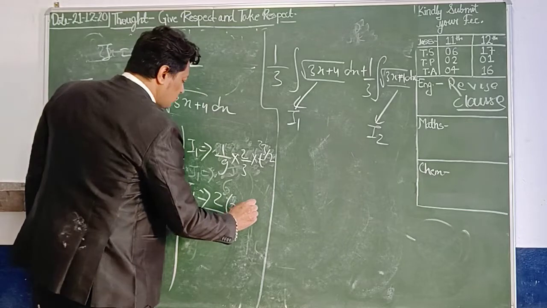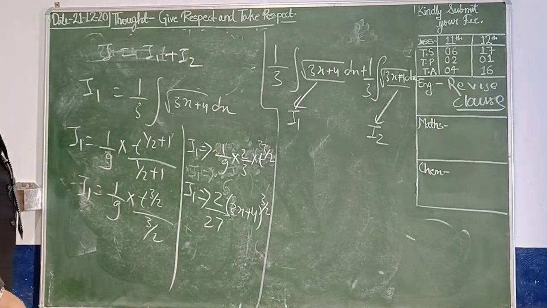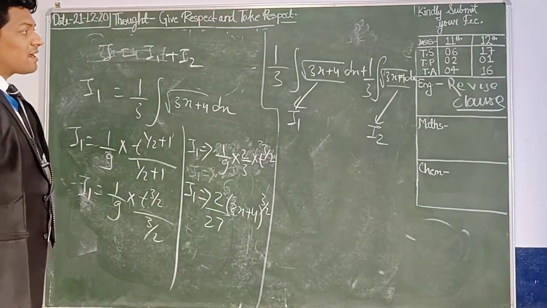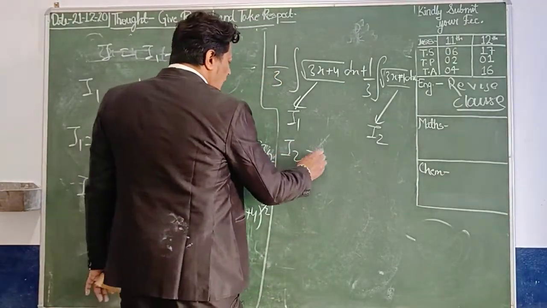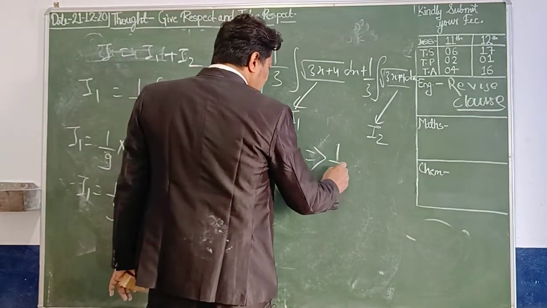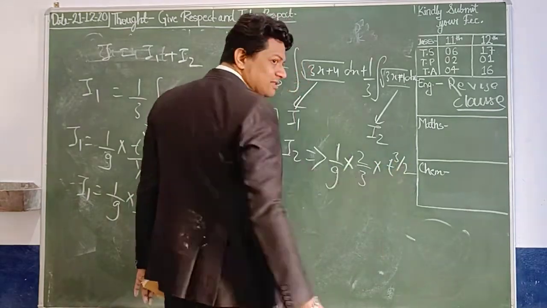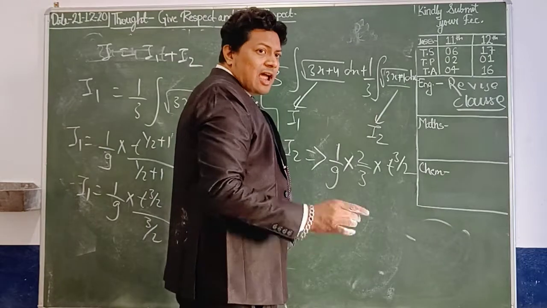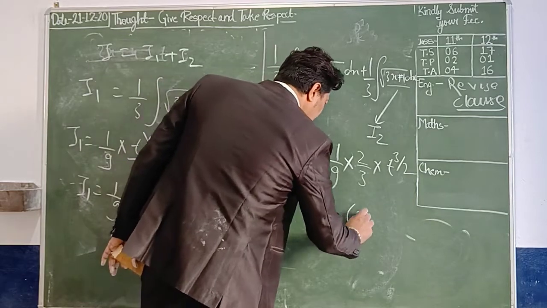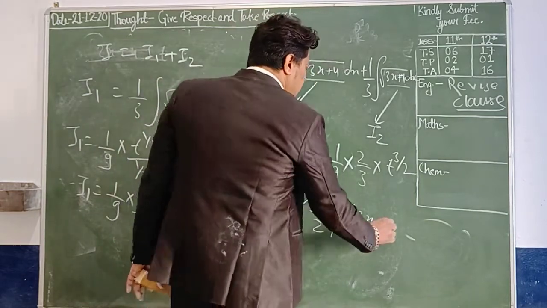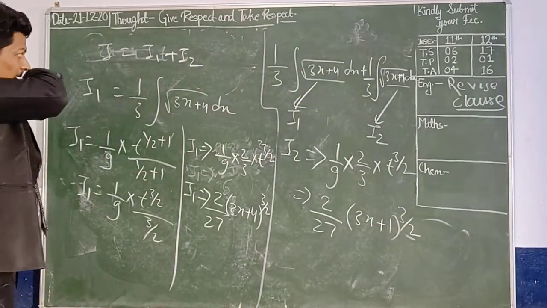3x plus 4, power 3 by 2. Is it clear? This one is the value of I1. In the same way, if you calculate the value of I2, is it clear? I2 will be the same: it will be 1 by 9 into 2 by 3 into t power 3 by 2. The same will come, because here only 1 is there and there is no impact of 1 here. So you will get 2 upon 27 (3x plus 1) power 3 by 2.